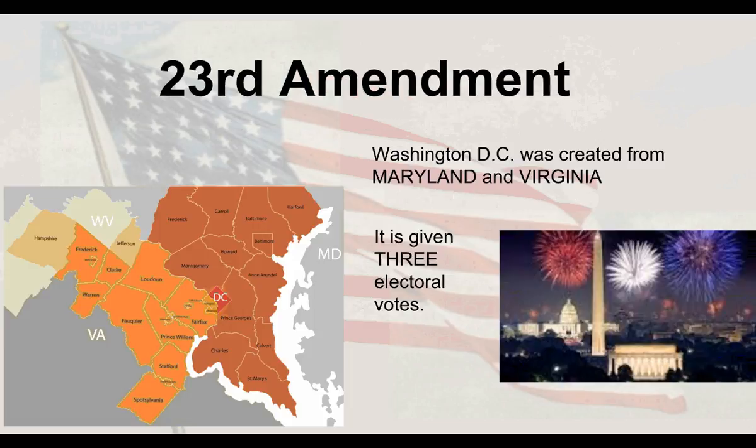The 23rd Amendment officially created Washington, D.C. and gave it 3 electoral votes. Maryland and Virginia gave up land and the District of Columbia was created.